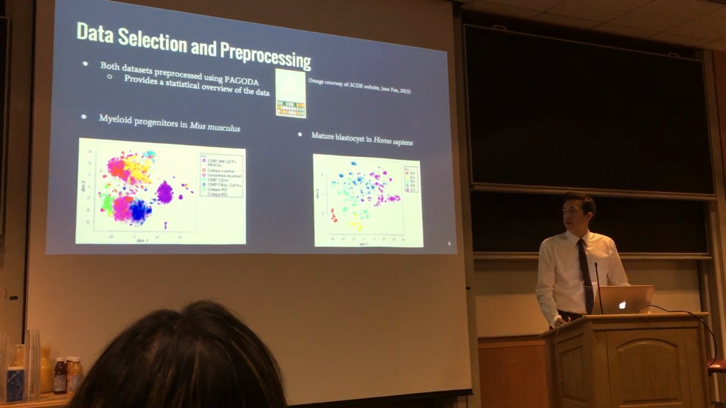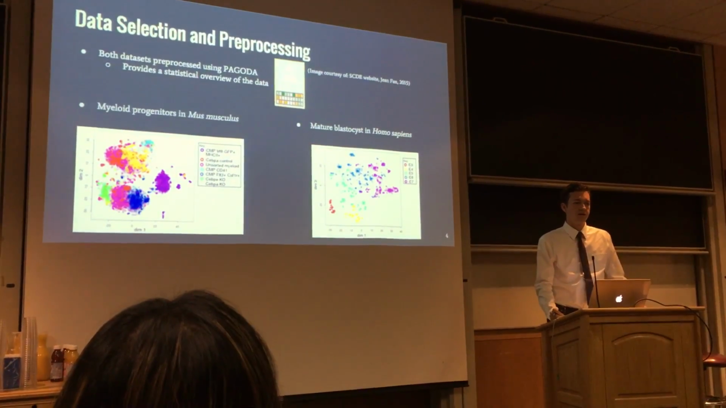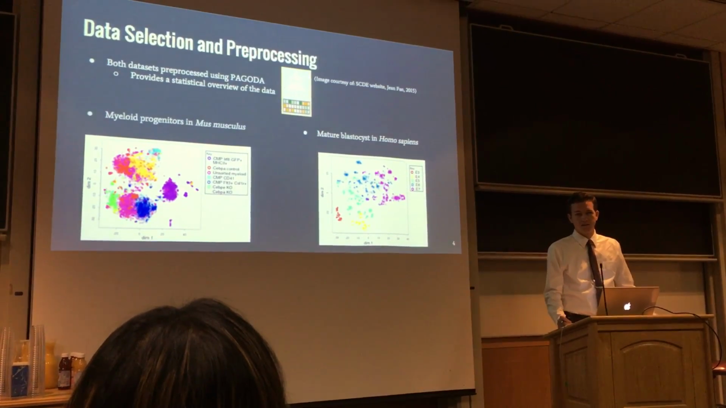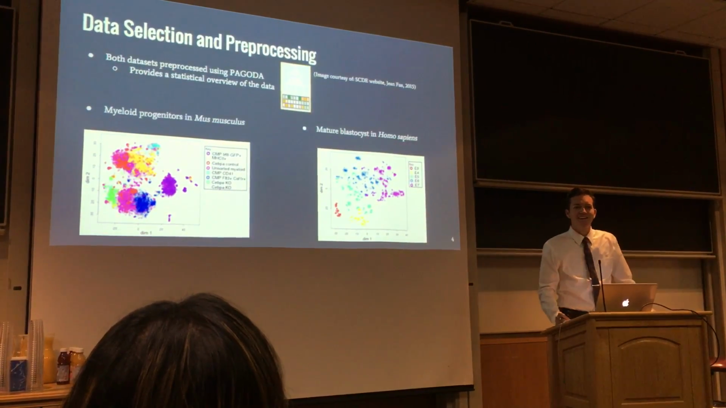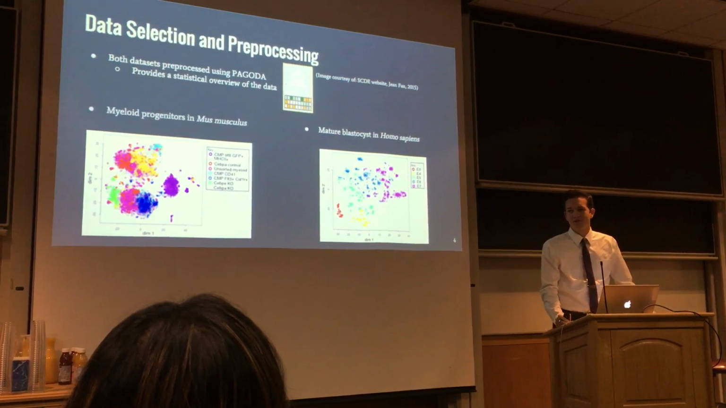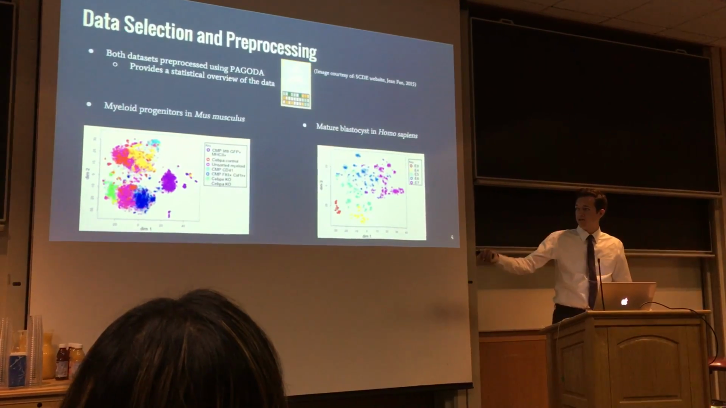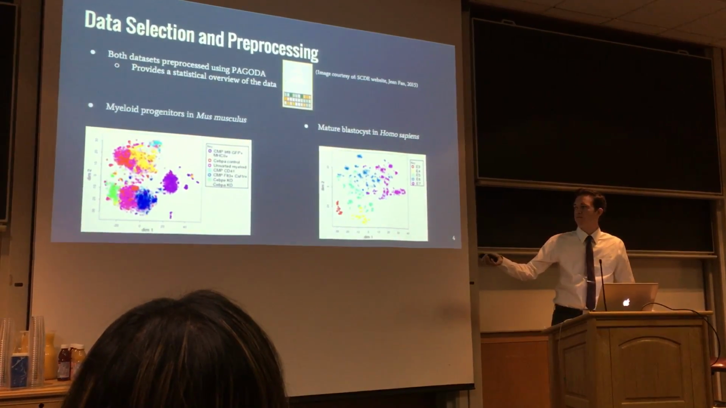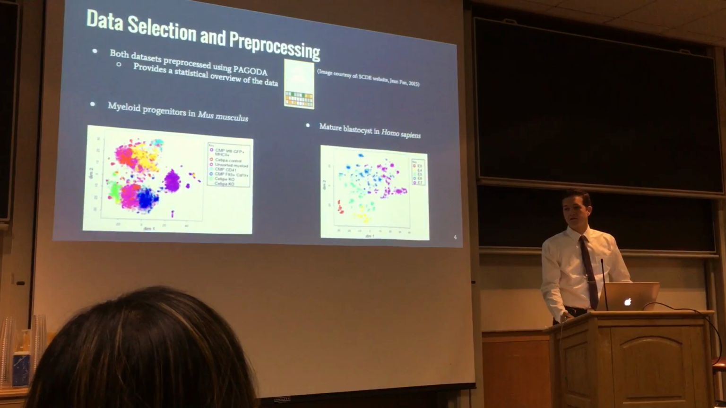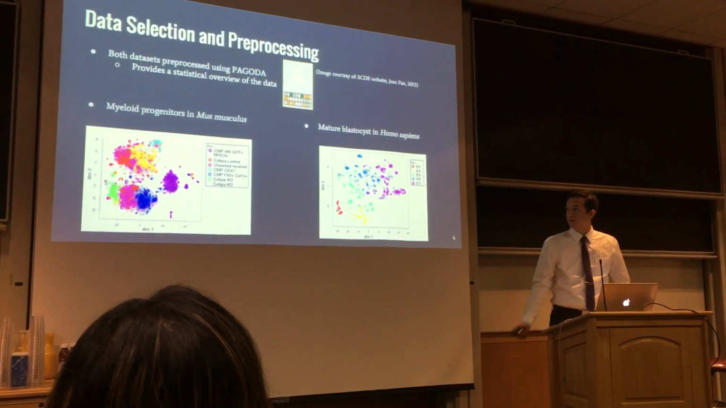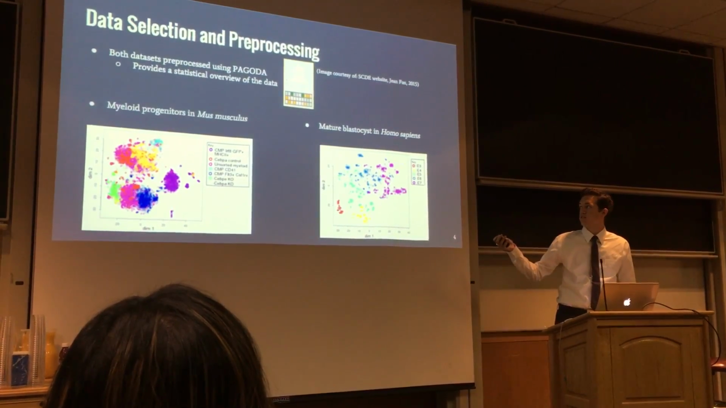So in order to compare these algorithms, we had to select two data sets that would provide an unbiased comparison of them. We used a tool called Pagoda, which is made by Gene Fan, and this provided a statistical snapshot, so to say, of the single-cell RNA-seq data. And this is what one output of Pagoda, a t-SNE plot, which Ben talked about earlier, is: a two-dimensional representation of high-dimensional data. The two data sets that we chose were myeloid progenitors in mouse and mature blastocysts in human.